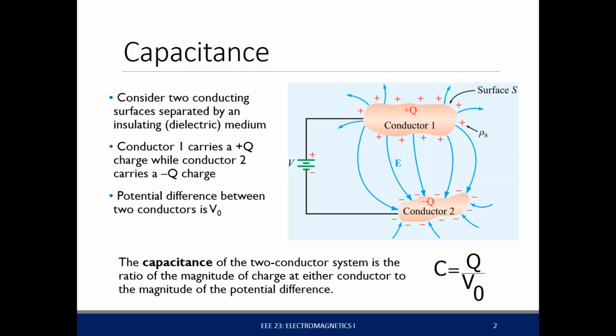The first conductor carries a positive Q charge, while the second conductor carries a negative Q charge, and the potential difference between them is some voltage V sub 0. The capacitance is defined as the charge stored in the conductor divided by the potential difference between the two conductors. So it's important to take note that the charges are equal in these two conductors. And it's also important that there should be no path for the current to flow between them.